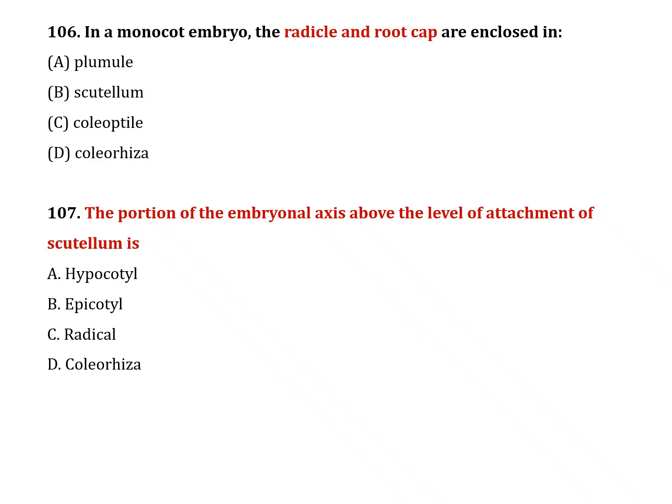The next question number 106. In a monocot embryo, the radicle and root cap are enclosed in option A plumule, option B scutellum, option C coleoptile, option D coleorrhiza. Correct answer is option D coleorrhiza.